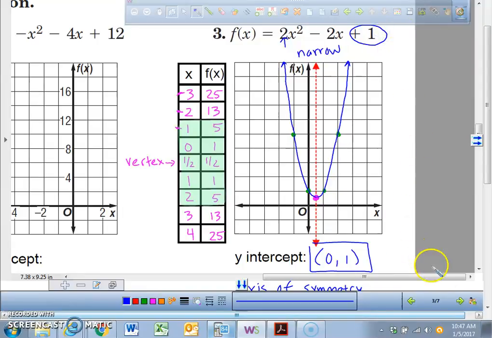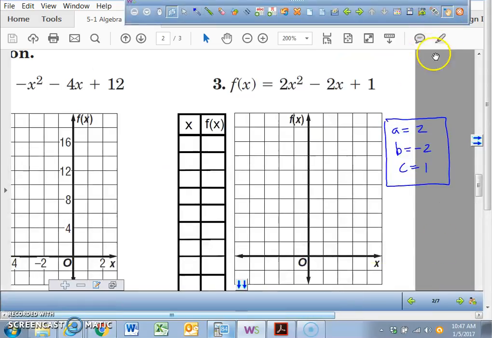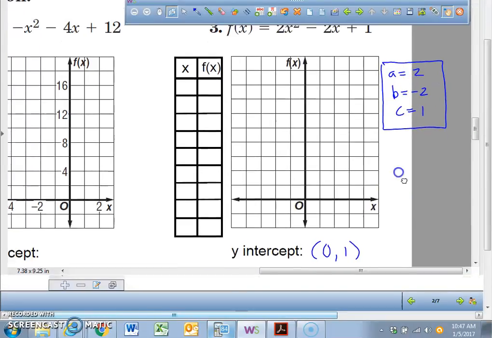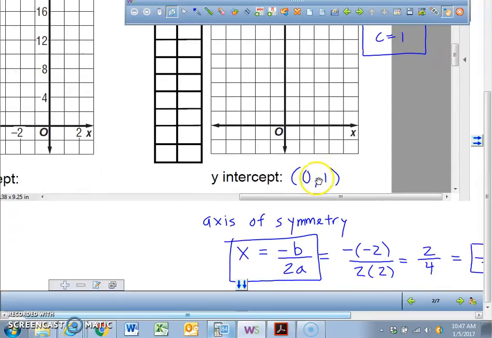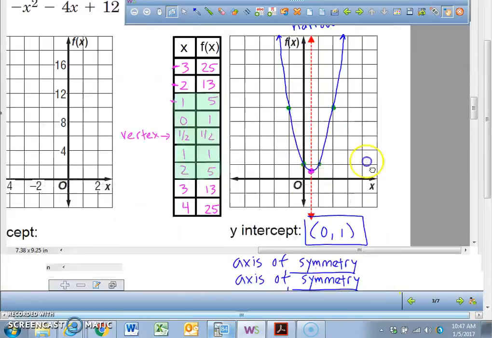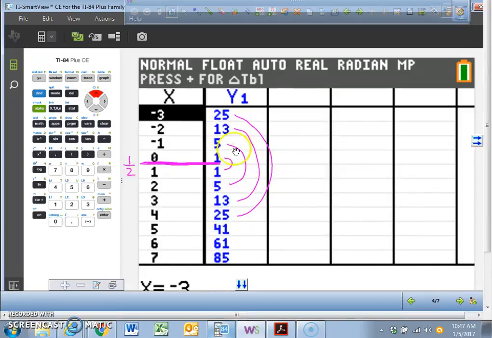Okay? So, in review, the very first thing I wanted you guys to do is label your A, your B, and your C. First thing, label A, B, and C. Next thing I want you to do is establish what your y-intercept is. Next thing, I want you to use the formula x equals -b over 2a, which finds you your axis of symmetry. Once you have that, then I need you to plug it in to find the y coordinate of your vertex. And lastly, I want you to type it in the calculator and you can find the rest of your points. Okay?